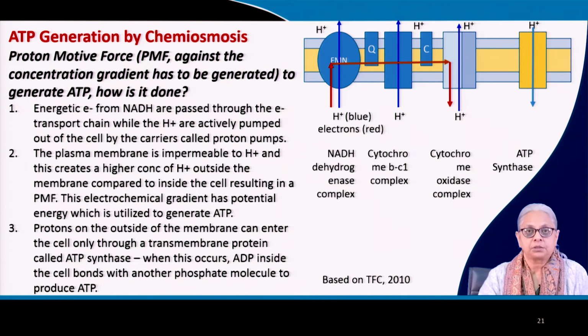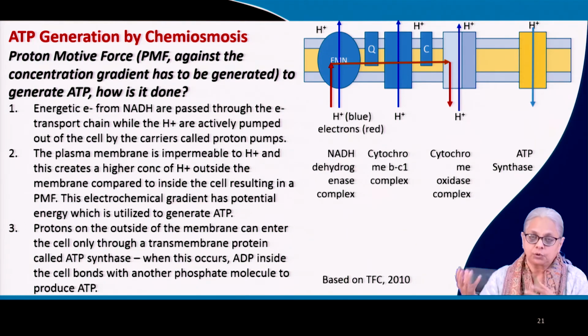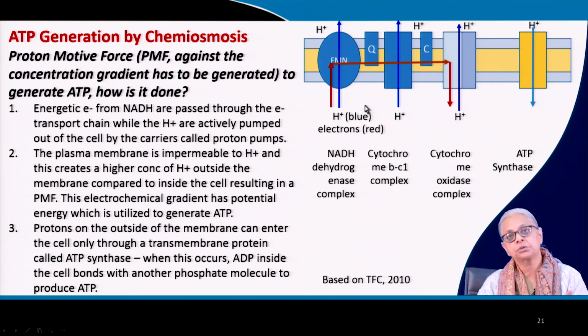Now we come to the next point, and that is ATP generation by chemoosmosis. How does the cell generate ATP? From our point of view, we just want to know how ATP generation is happening. This is a very, very simplistic way of doing things. So we have proton motive force. Now we know that proton motive force has to be generated, and then that force will be dissipated to get energy for the cell to store. So the first thing is to generate a proton motive force, and the second thing is to generate ATP utilizing that proton motive force.